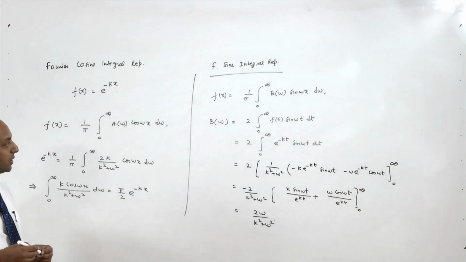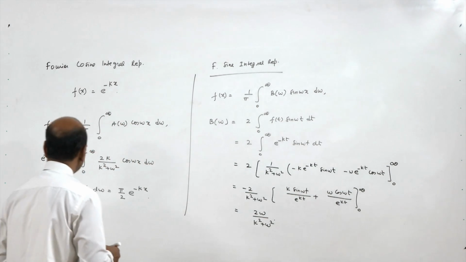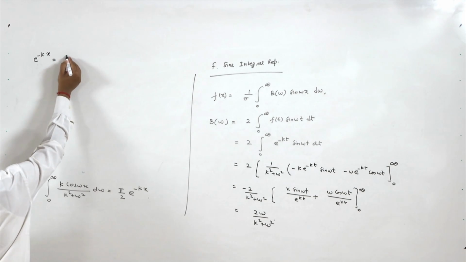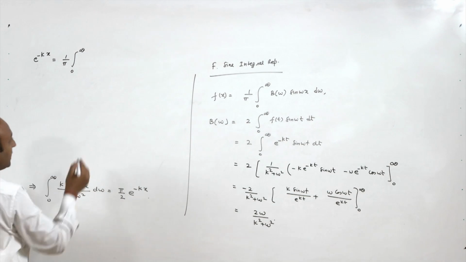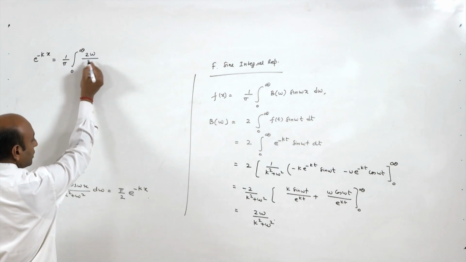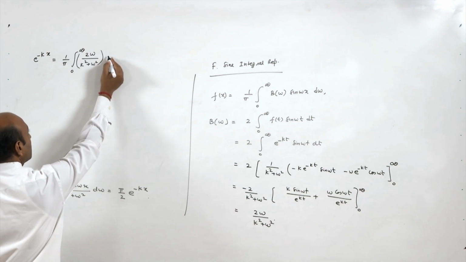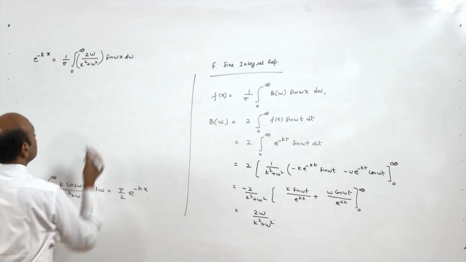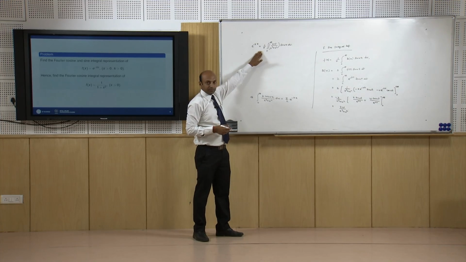So, what will be the Fourier sine integral representation of this function? The Fourier sine integral representation of this function will be nothing but, we have a function e raised to minus kx, which is equal to 1 upon pi times integral 0 to infinity, and b omega is 2 omega upon k square plus omega square, and next is sine omega x d omega. So, this will be the Fourier sine integral representation of this function.